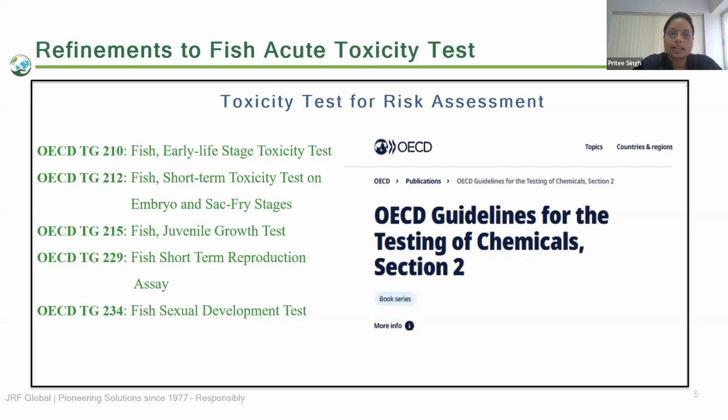In OECD test guideline 229, that is the fish short-term reproduction assay, this assay tries to mimic the aquatic environment where sexually mature male and female fish are exposed to endocrine disrupting chemicals. How these fish are getting affected by these chemicals is observed, and the effects are observed on their upcoming generation along with them also.